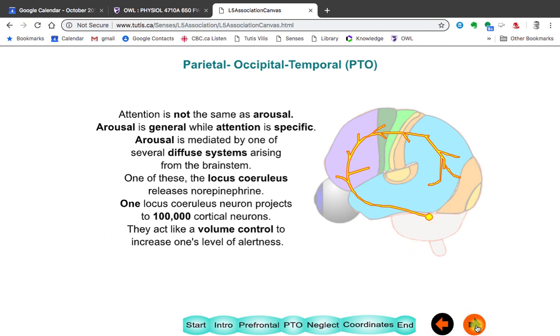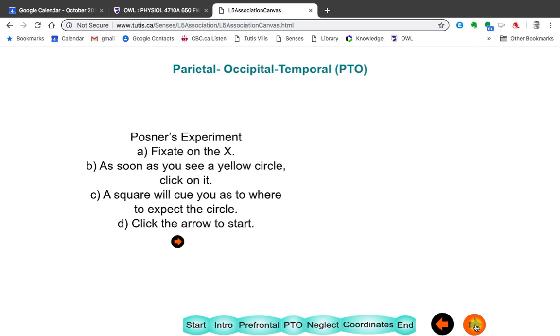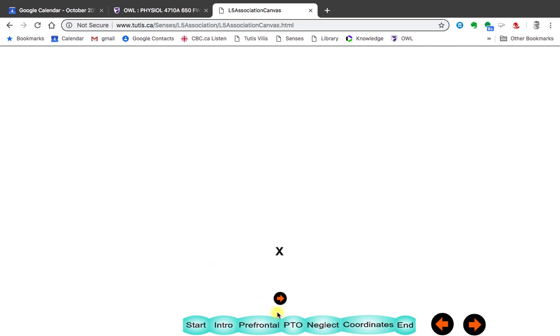Just increases your overall alertness. Okay, let's look at an example of attention. What I want to do here is, you're looking for the circle, okay? The circle here. And how long does it take you to find the circle?